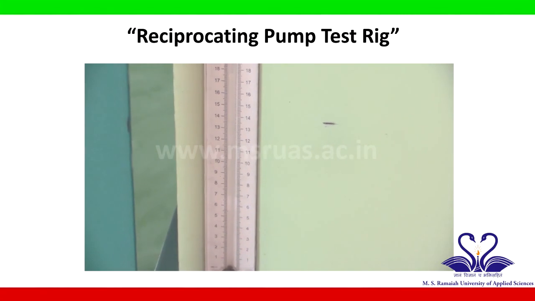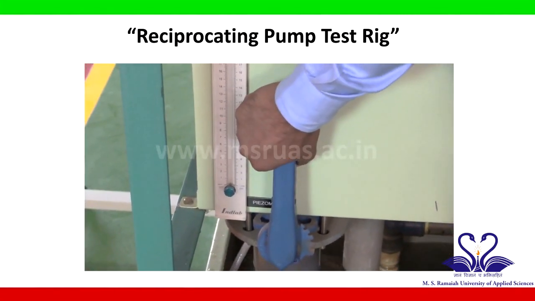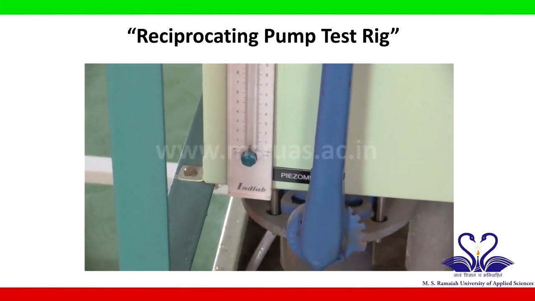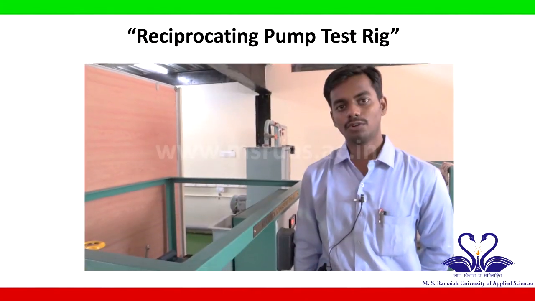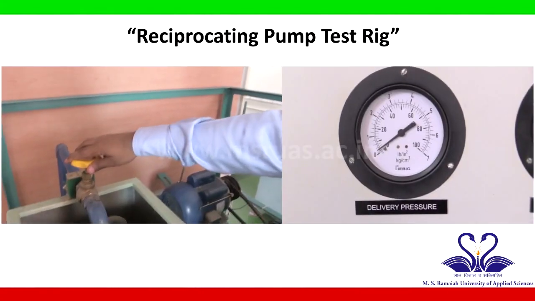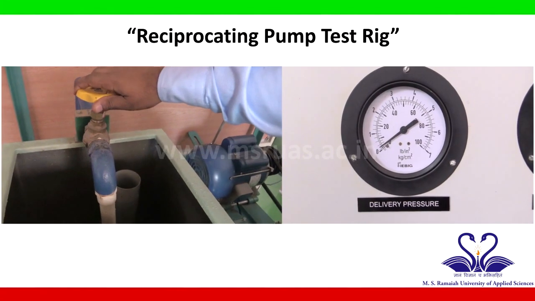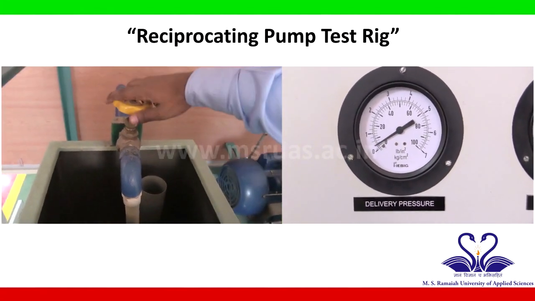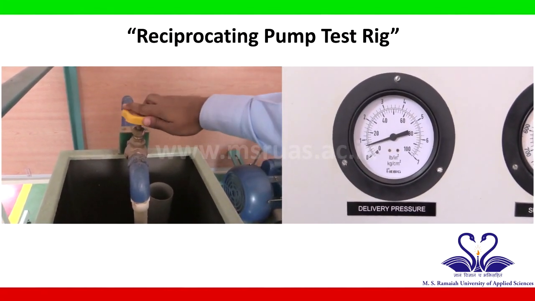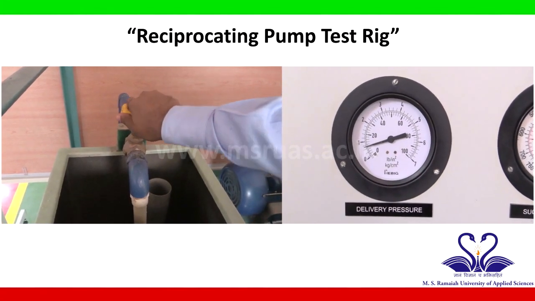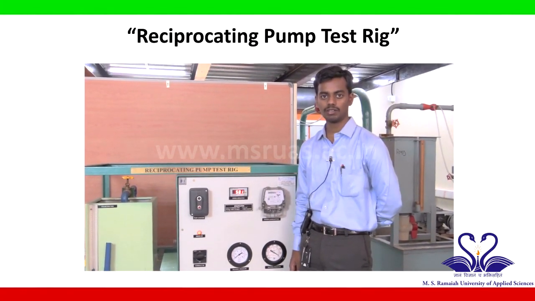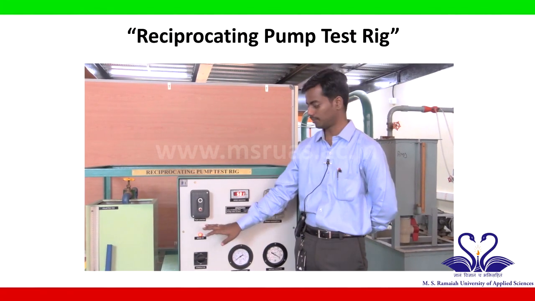After the time is noted, we open the butterfly valve back. Now to take another set of readings, we can close the delivery valve, thereby increasing the delivery pressure of the pump. Once all the readings for different delivery pressures have been taken, we can go ahead and stop the pump.